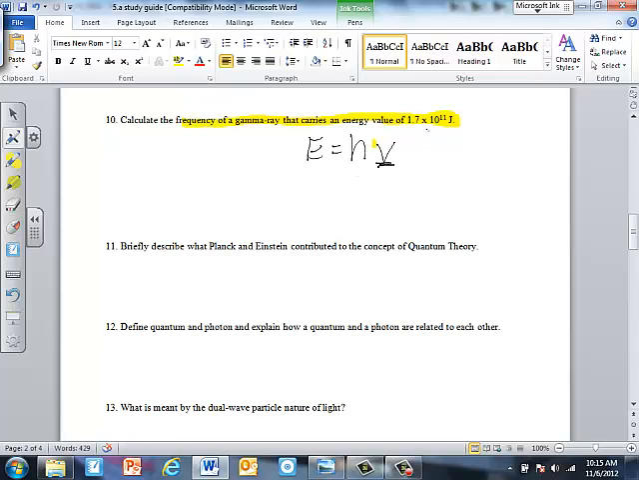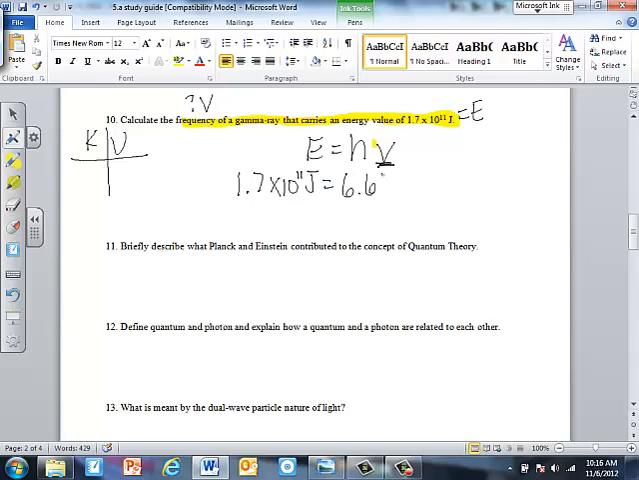H is Planck's constant, which you will be given. Now they give us the energy. We're looking for the frequency, so we should have our known and our unknown over here with that information. The energy is 1.7 times 10 to the 11th joules.